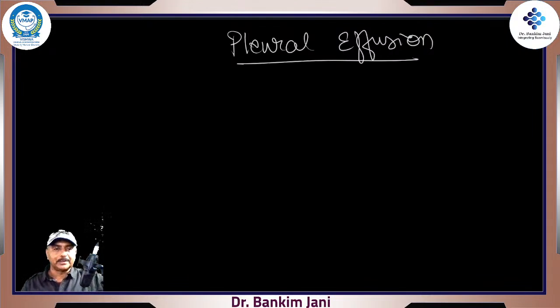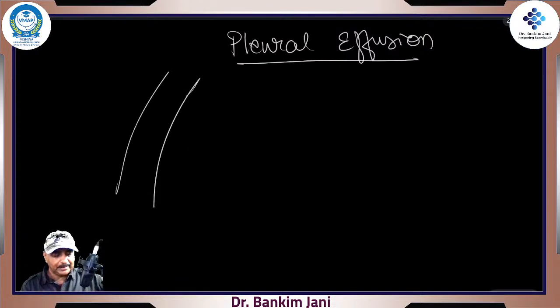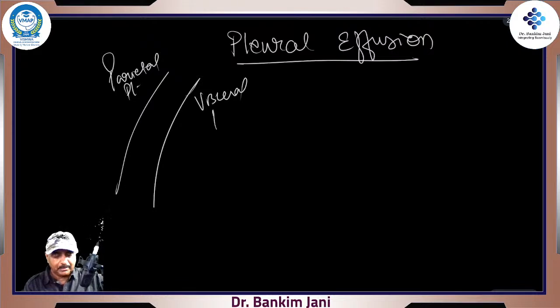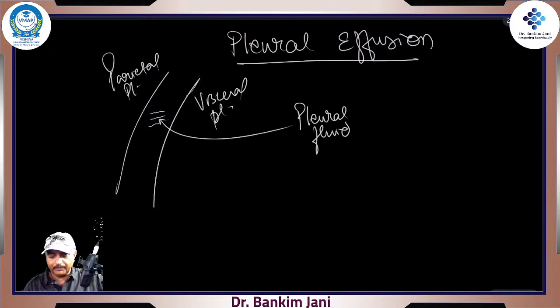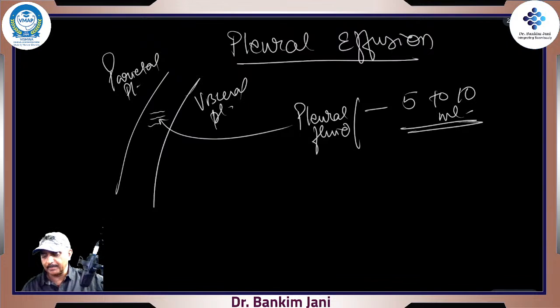So pleural effusion, right? Now what is pleural effusion? This is our parietal pleura. Now you know it so well. And this is the visceral pleura, right? And in between is the fluid, that is the pleural fluid. This fluid is really very little, just about 5 to 10 ml. It is there, everything is fine, and this very small amount of fluid keeps the pressure proper and keeps the lungs healthy, good, everything fine.